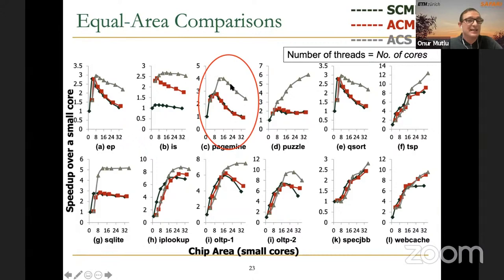But still, even with accelerated critical sections, performance starts degrading after some number of threads. Basically, accelerated critical sections doesn't help all of the bottlenecks in this particular case, right? There are other bottlenecks in the system. And maybe there are bandwidth bottlenecks, for example. There are some other workloads where accelerated critical sections keeps improving scalability as you keep adding more threads, the puzzle workload, for example, whereas ACMP and SCMP are not that good. As you can see, the performance saturates at 2, which is very low for 32 threads. But here you go up to 6, for example.